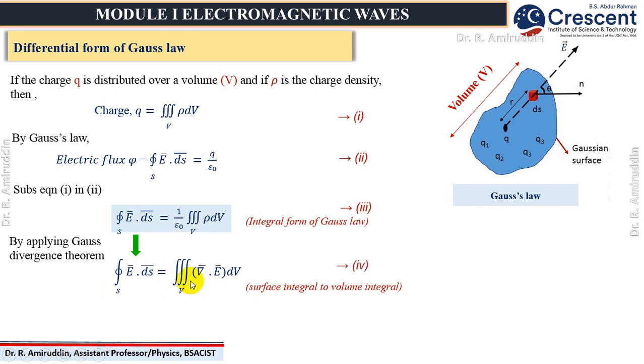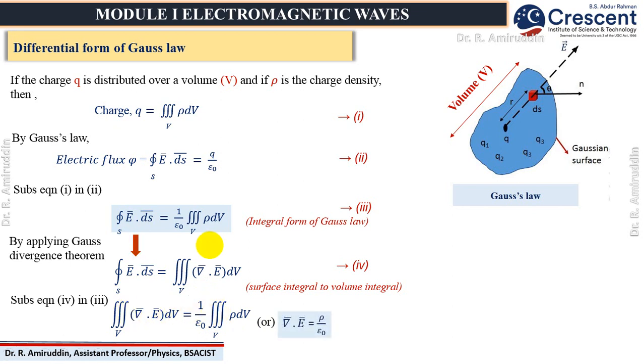Let us consider this as equation number 4, and we will substitute this term in equation number 3. So finally we have the integral of del dot E dV is equal to 1 by epsilon naught times the integral of rho dV. Neglecting the integration term, we can rewrite this equation simply as del dot E is equal to rho by epsilon naught. Let us consider this as equation number 5.